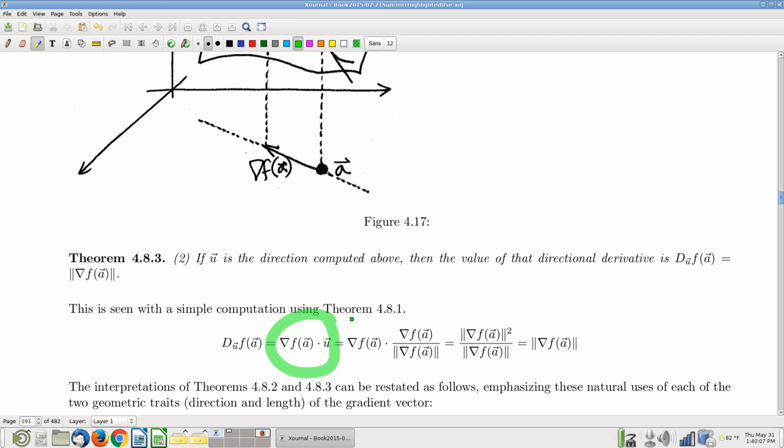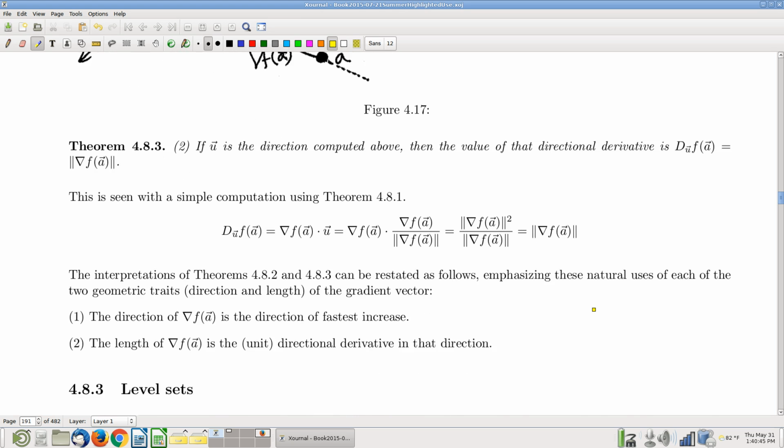That formula simplifies very nicely when we've already agreed that we're going to go in the direction of fastest increase. So u is the gradient vector divided by the magnitude of the gradient vector. Notice that this dot product gives you magnitude squared. Magnitude squared divided by magnitude is magnitude. So straight up calculation, no big deal. Magnitude of the gradient.